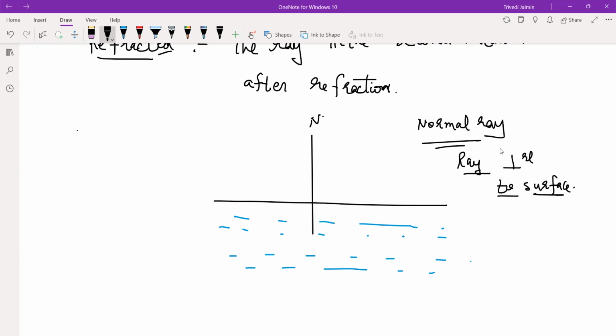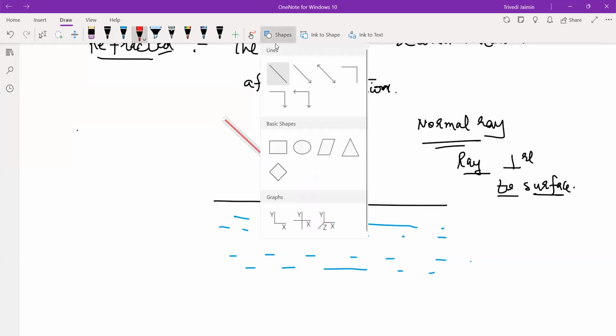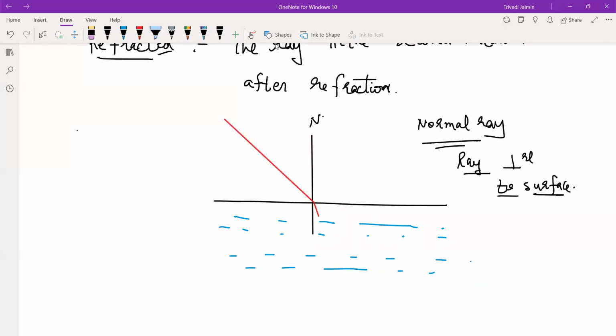Now we'll draw one incident ray. Now another ray which is refracted. And the angle between them is called, angle of incidence. So it's right? Yeah, correct.